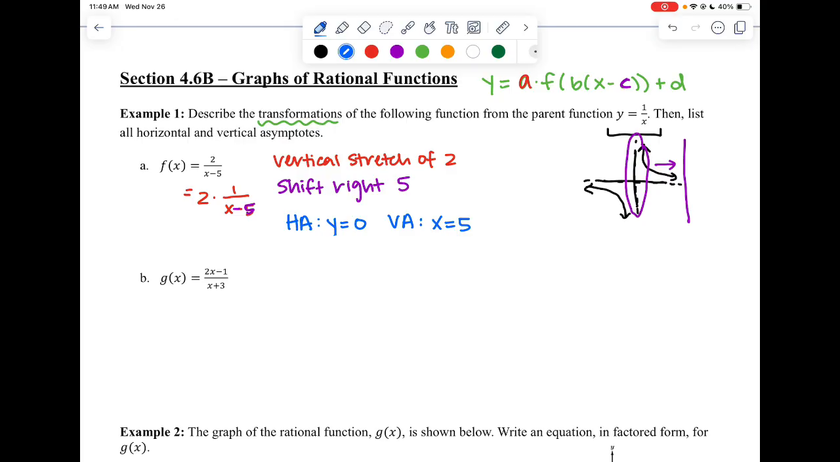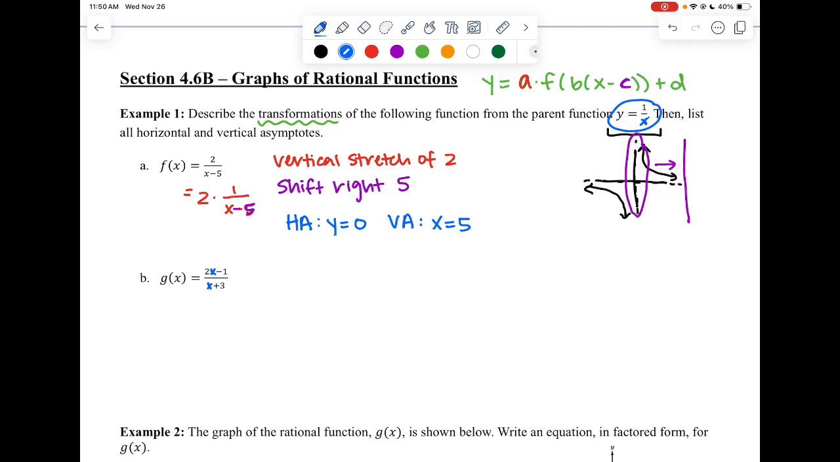Looking at our second one, g of x is equal to 2x minus 1 over x plus 3. When I compare that to my parent function graph, there should be one thing that's popping out to you. I know you can't answer because you're watching a video, but one thing I notice is that I have an x in 2 different places, whereas in my parent function I only have an x in the denominator. So we need to rewrite our function in a different way, so that I can really see my original parent function and the transformations that have occurred to it.